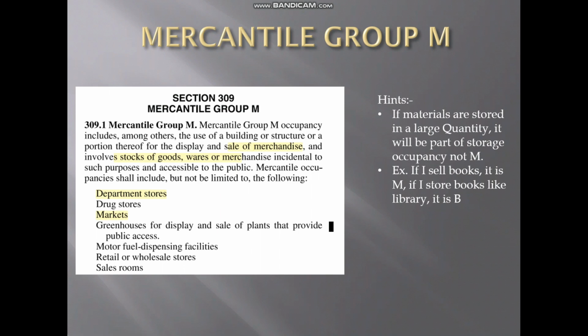And the mercantile group is very easy: the sale of merchandise, like a department store, the market, a drugstore, and stocks of goods and wares. If materials are stored in a large quantity, it will be part of storage occupancy, not M, which is mercantile occupancy. As I mentioned in category B, if I sell books, it is M, but if I store books like a library, it is category B.